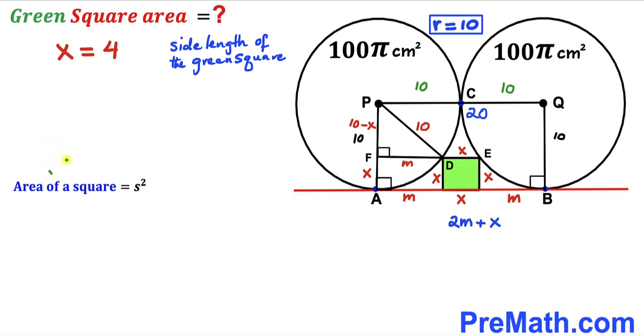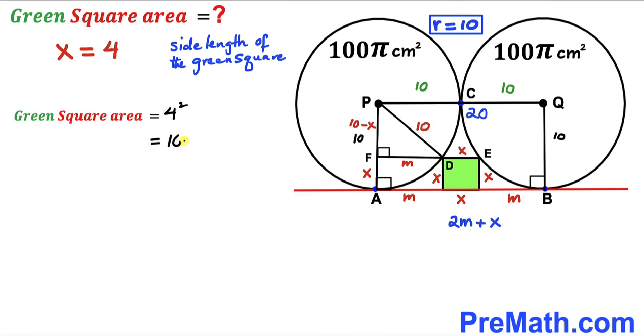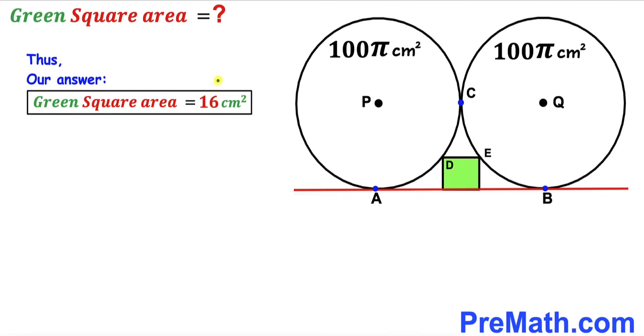And now let's recall the area of a square formula. Area is always equal to s square, where s represents the side length of the square. And in our case, the side length of this green square is 4. So therefore, this green shaded square turns out to be 4 square. And that's going to be equal to 16 centimeter square. So thus after all the calculations and manipulations, the area of this green shaded square turns out to be 16 centimeter square. And that's our final answer.